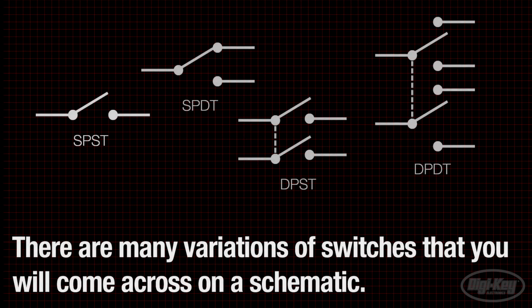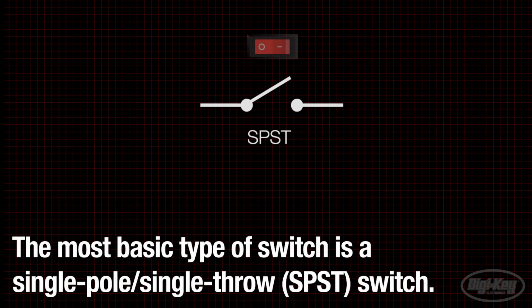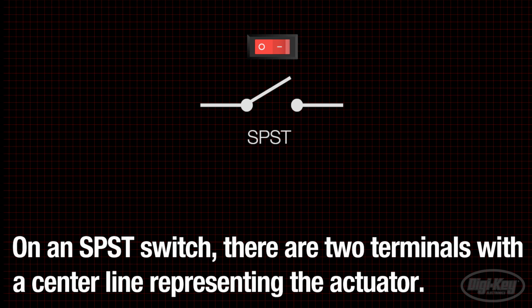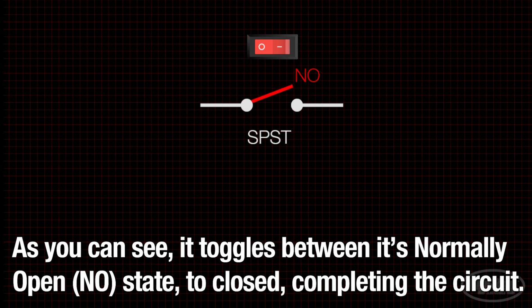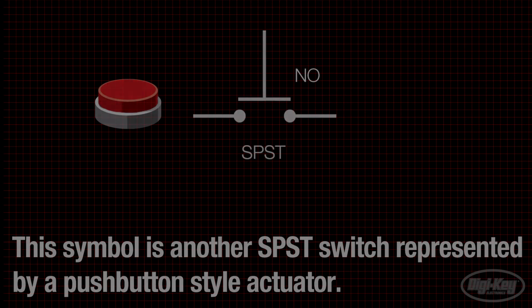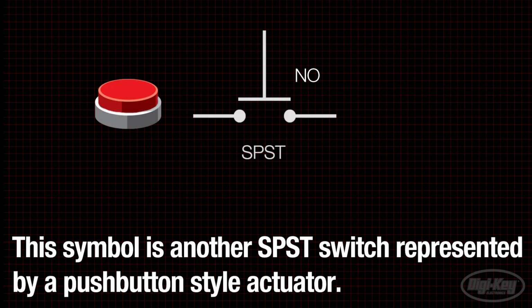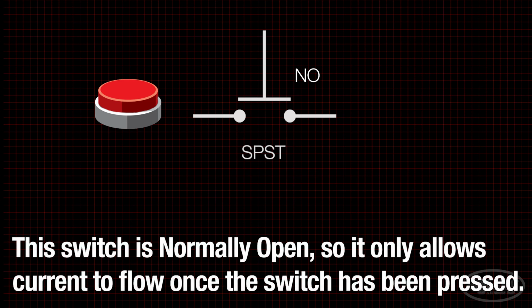Last, let's go over some switch variations. The most basic type of switch is a single-pole, single-throw switch. The connection line in the center represents the switch's actuator. This switch symbol is drawn in a normally open position. When actuated, the switch will close and complete the circuit. This symbol is another single-pole, single-throw switch that represents a push-button style actuator. Again, it is drawn in the normally open position and completes the circuit when pushed.